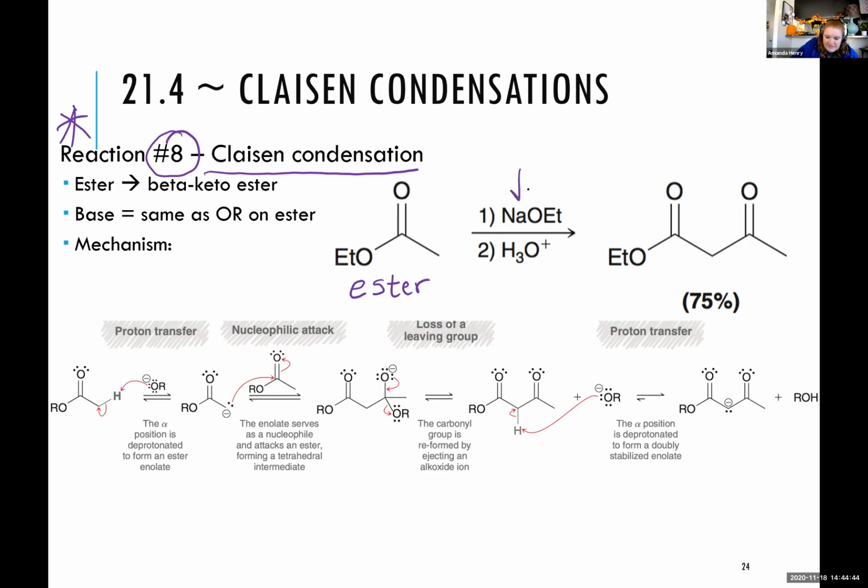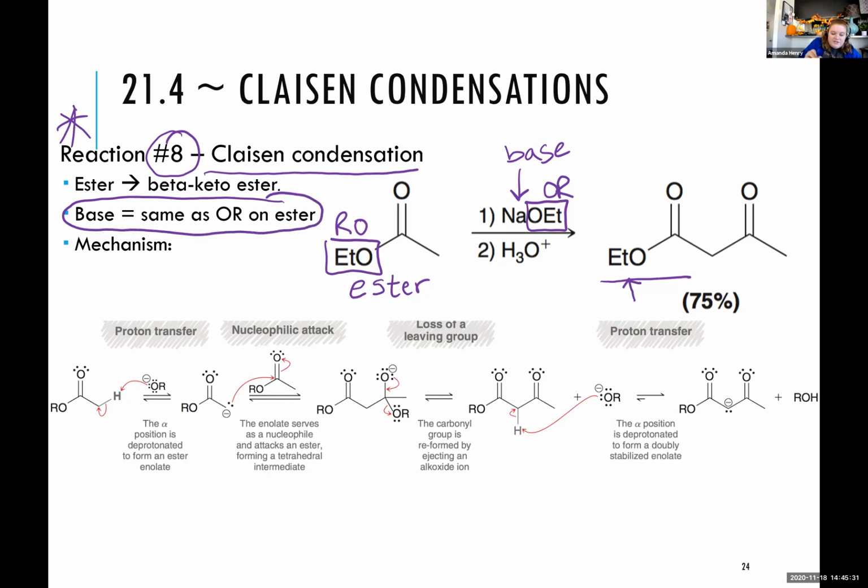We're going to react it with some base. And the base we're going to use, whatever OR group is attached to our ester, we're going to use the same base. The reason for this is because in our product, we still have an ester. So if instead of using an ethoxide group, we used methoxide, then some of our esters would get that group replaced, and some would have an OMe attached to them instead, because they could go through a transesterification. It's one of our reactions from chapter 20. We don't want that to happen. We don't want to have more products. So we're just going to use the same base as the OR group on our ester.